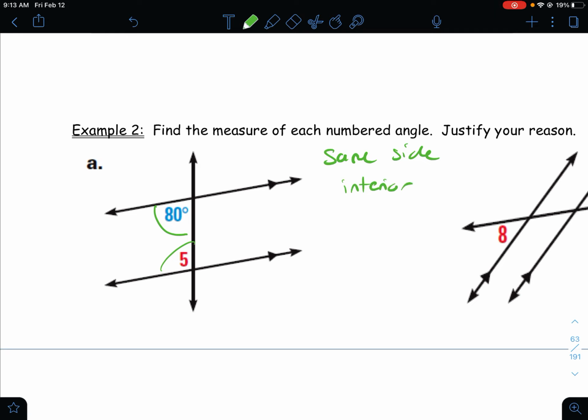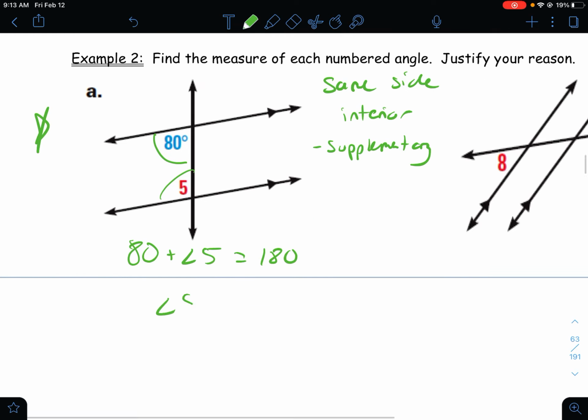So what do we know about same side interior? Are they complementary? Are they supplementary? Are they congruent? What do we know about same side interior angles? If you look there, you can see that same side interior angles are supplementary. So we know that 80 plus whatever angle 5 is needs to add to 180. So we would get that angle 5 is equal to 100.